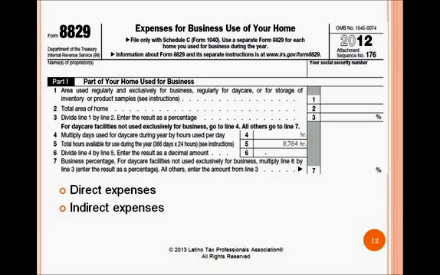Now, these are expenses that are only used for the actual room itself. Perhaps you paint the room, or perhaps you replace the carpet, or purchase furniture. Anything that's strictly a direct expense to the room where you work exclusively and regularly. This Form 8829 is not allowed to be used if your business is incurring a loss that year.